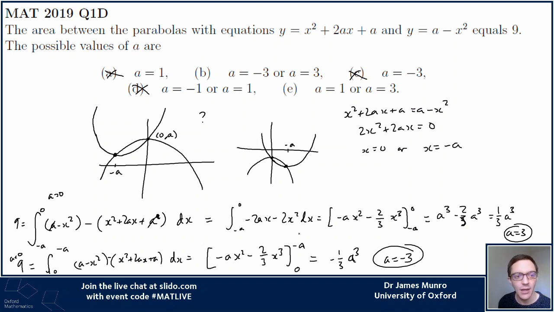Okay, so the answer really is B. A is minus 3 or A is 3. And I had to check very carefully those two cases, A positive or A negative, so that I could find both solutions. Okay, my answer for question 1D is B.